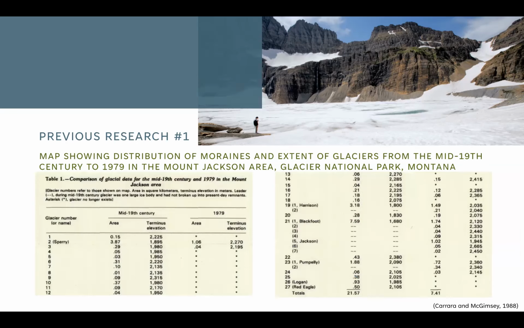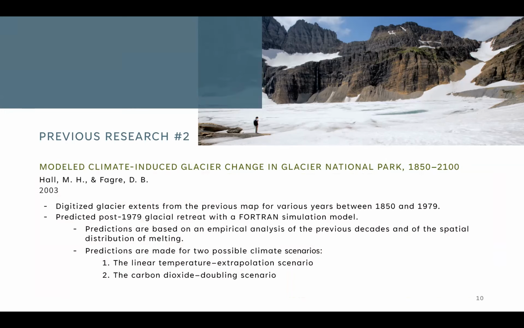A table summarizes and compares the area and terminus elevation of each glacier during the mid-19th century and 1979. In 2003, a group modeled the climate-induced glacier change in Glacier National Park for 1850 to 2100. They digitized glacier extents from the previous study that I showed on the last slide for several intervals between 1850 and 1979 and predicted post-1979 glacier retreat with a simulation model.